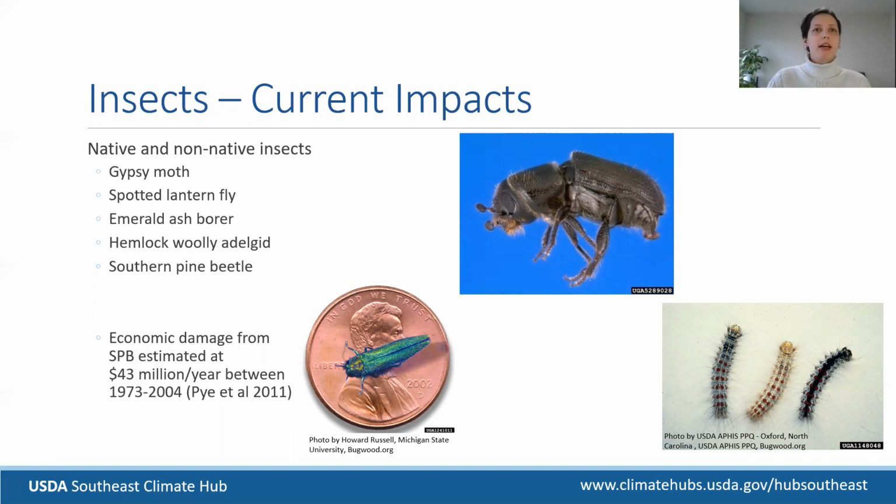There are many native and non-native insects that impact forests in the Southeast, like gypsy moth, spotted lanternfly, emerald ash borer, and hemlock woolly adelgid, and those are just to name a few. Southern pine beetle particularly is the most destructive beetle to southeastern forests, and it is a native bark beetle. A report from Pye and others from 2011 estimated the economic impact from damage from the southern pine beetle was about $1.2 billion over a 28-year period, or about $43 million per year.